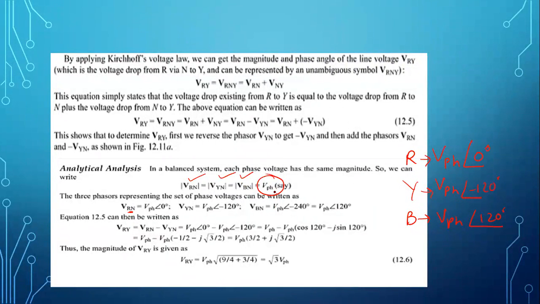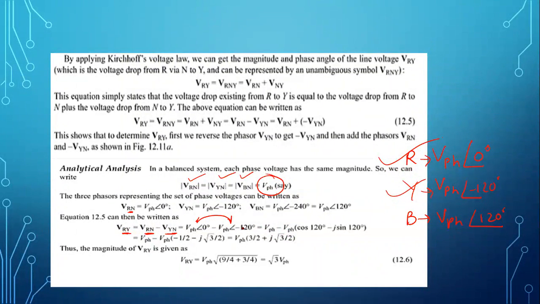So if you see here, VRY is VRN minus VYN. So what you are doing, you are subtracting these two voltages, that is VPH, the R phase voltage, and your Y phase voltage. When you subtract these two values, you will get the voltage between R and Y, that is the voltage between the lines. So when we do this by applying Kirchhoff's voltage law, finally, we are left with VPH.